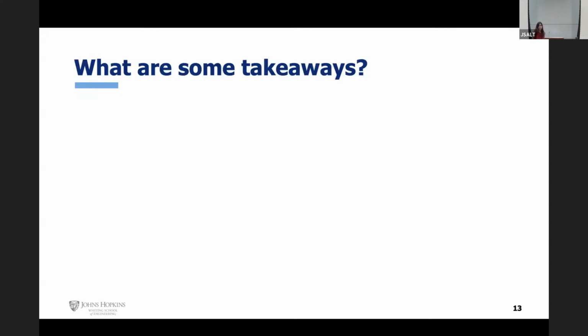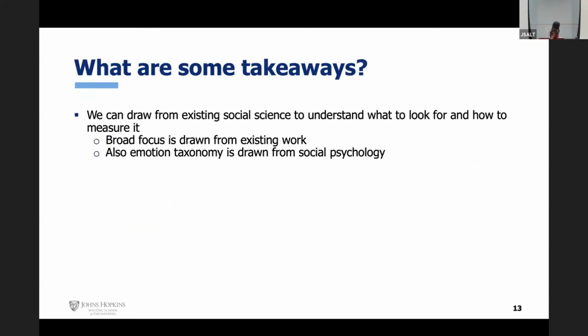Okay, so what are some of the takeaways from this work? Well, the broad idea is that we can draw from existing social science theory to understand what to look for and how to measure it. So we started talking about the concept of moral shocks, this idea of emotions, because this was based on the relevant social science literature. I didn't really go into this as well, but even how we define emotion and why we focus on anger is drawing from social science theory as well.